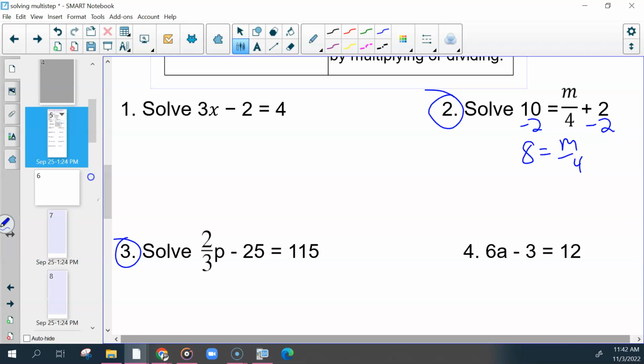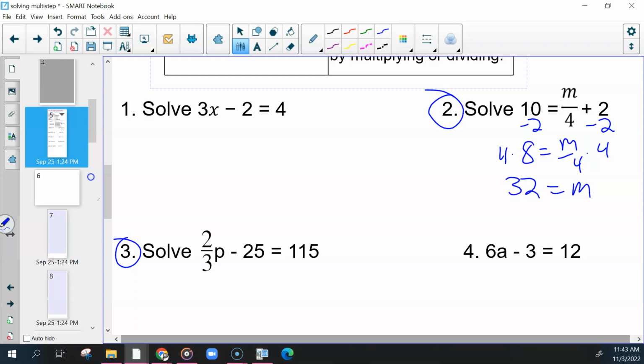And then to get m by itself. Hannah? Say that again. We're already dividing. Lily? Multiply both sides by 4. So since we're already dividing, we got to do the opposite. So this would give us 32 equals m.